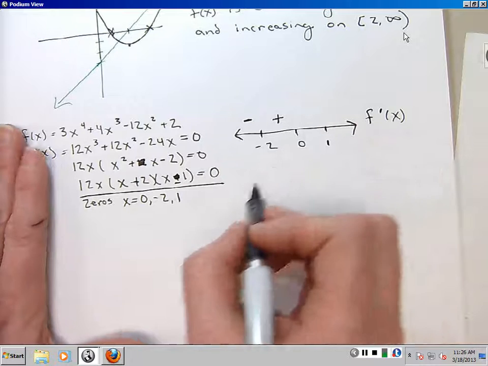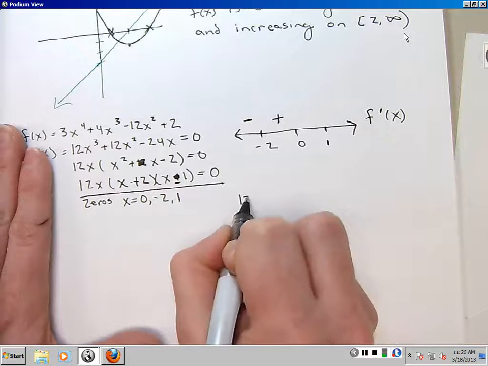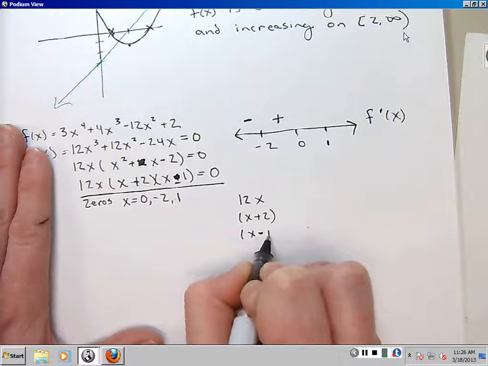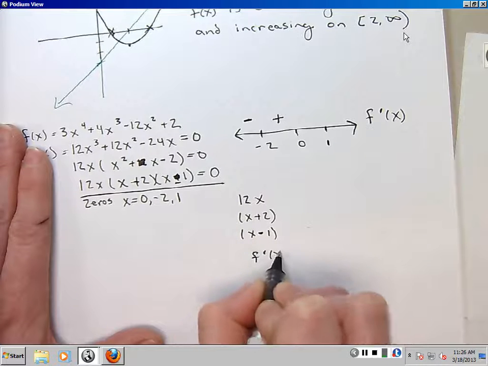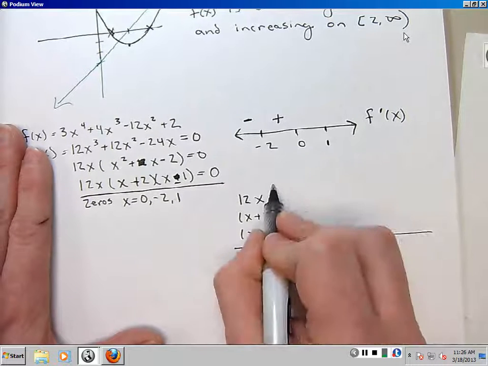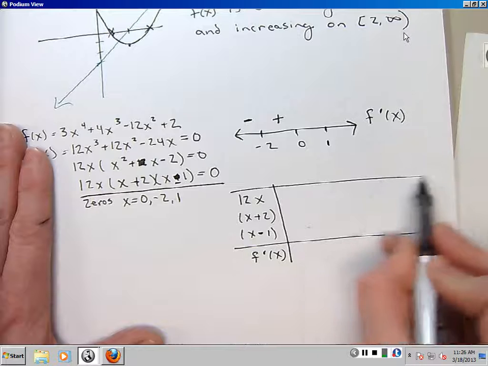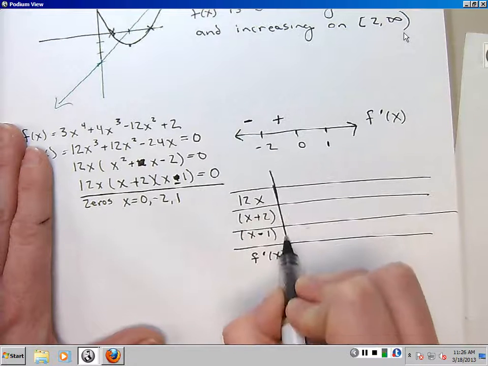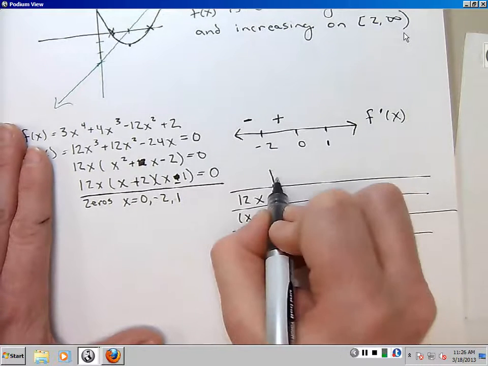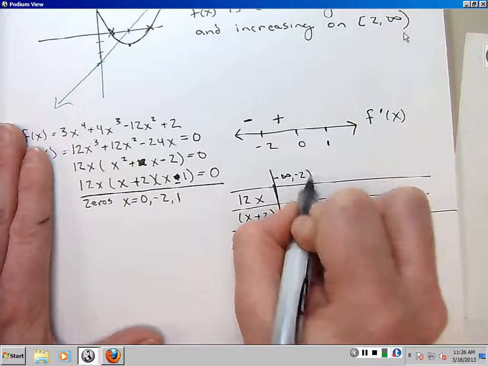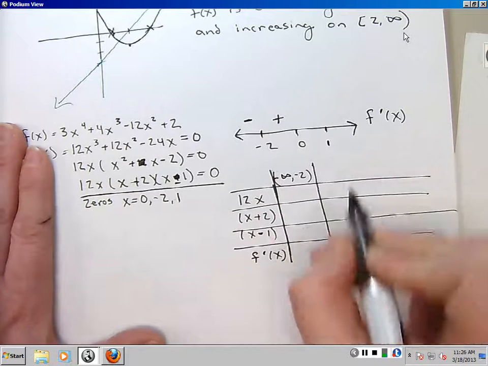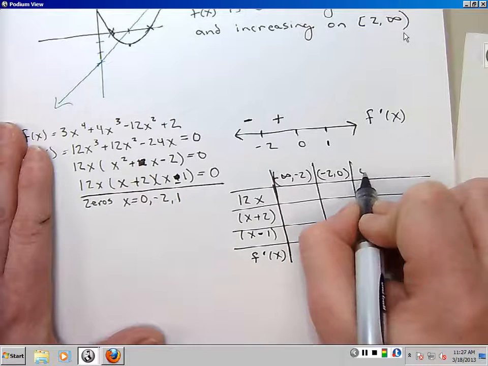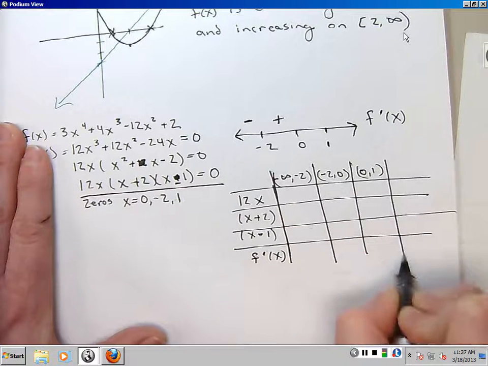So the other method of doing this is to write out every factor like this. And then f prime of x, in this table. And then on the top of the table, write out your intervals. So I have -infinity to -2, right? Then I have -2 to 0, 0 to 1, and 1 to infinity.